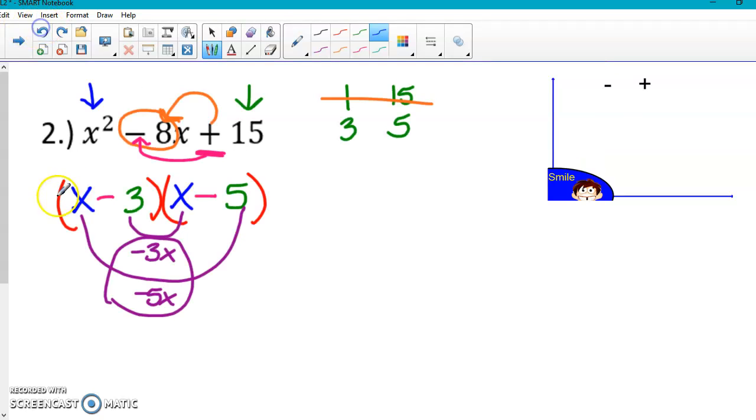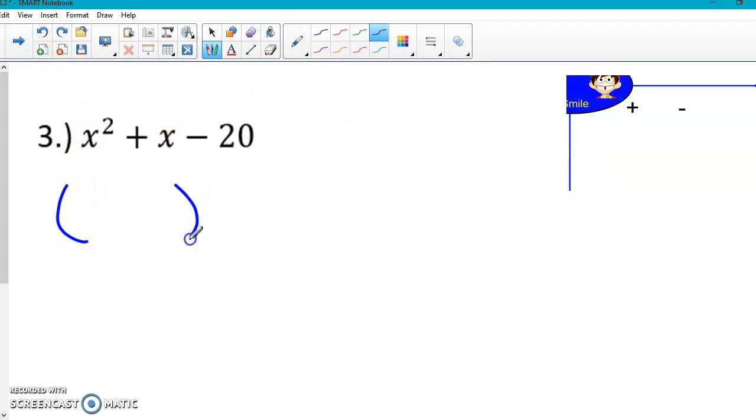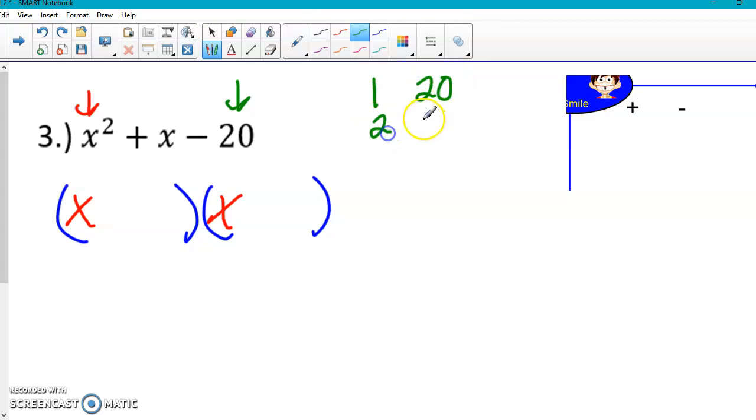So here we go. We know we're going to have 2 parentheses, so we're going to start here. What splits to get me x squared? X and x. All right, and I need numbers that will multiply to get me 20. So how can I split 20? 1 times 20, 2 times 10, 3 doesn't go into 20, 4 times 5, and that's it.